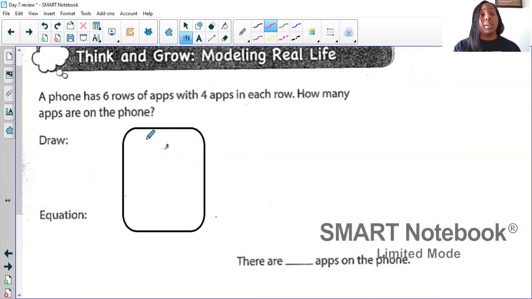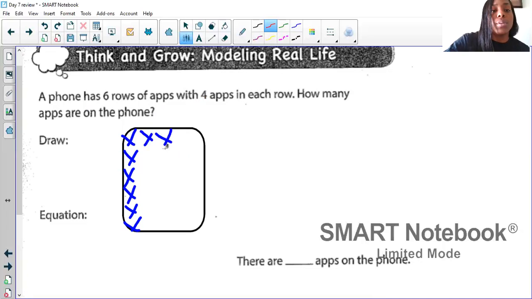So what's Miss Green gonna do? That's right, I'm gonna draw some X's. So how many rows should I do? 6. 1, 2, 3, 4, 5, 6. And how many apps are going to go in each row? That's right, 4. 1, 2, 3. Because remember, if I add one more, that's not going to make 4 in the row. It's going to make 5.